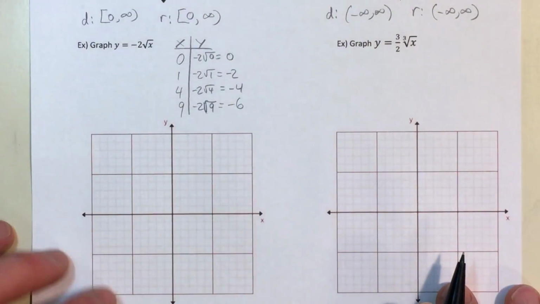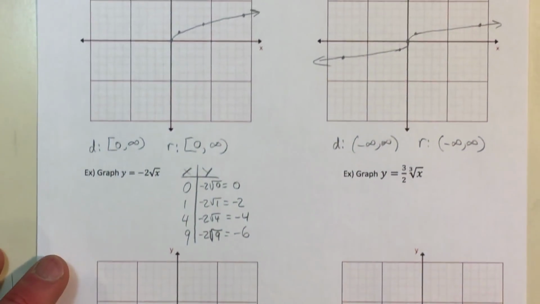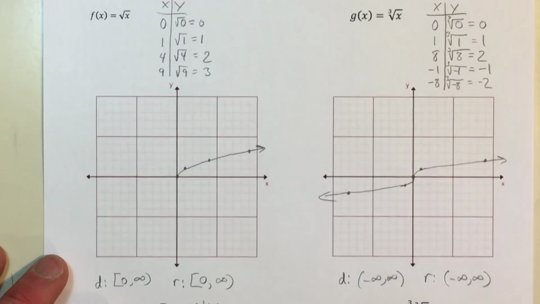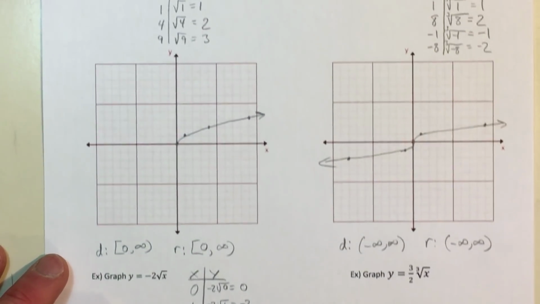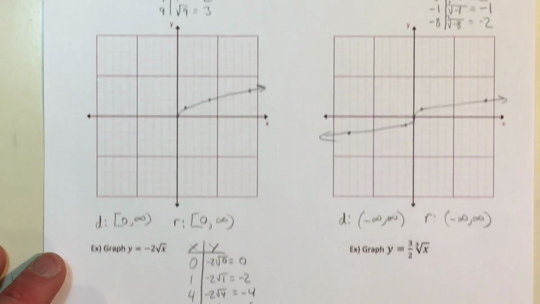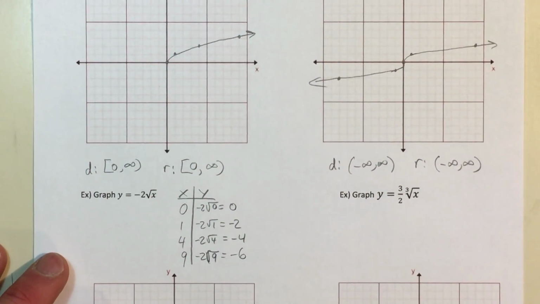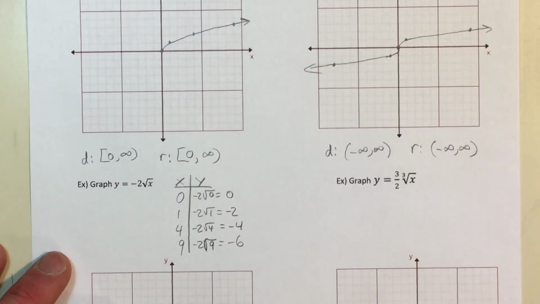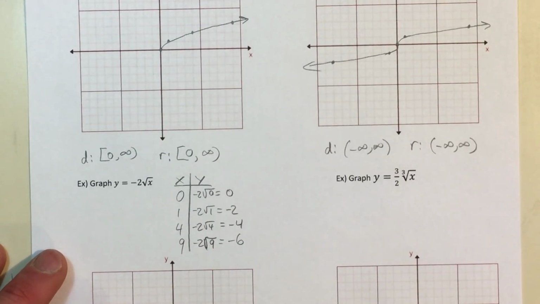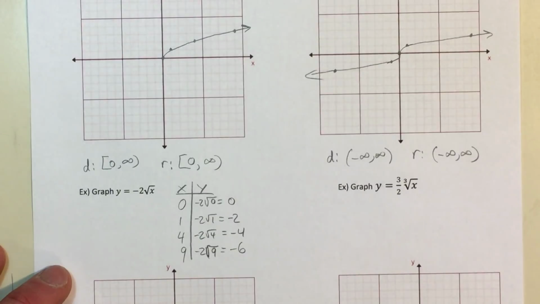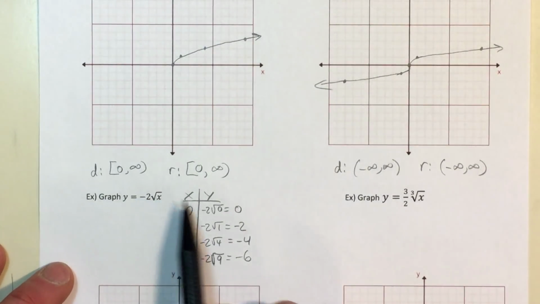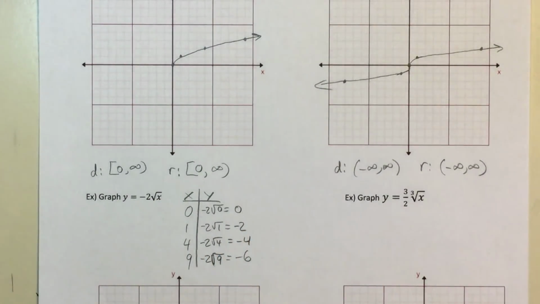And you can already see, compared to up above, see how the values are multiplied by 2? It was 0, 1, 2, 3. Now it's -2, -4, -6. So their absolute value amount has been times by 2. But also they're negative now, and that's what that negative out front did. It's flipping this graph over.